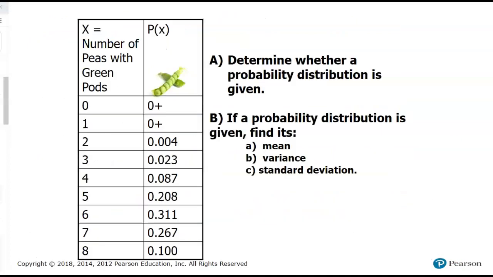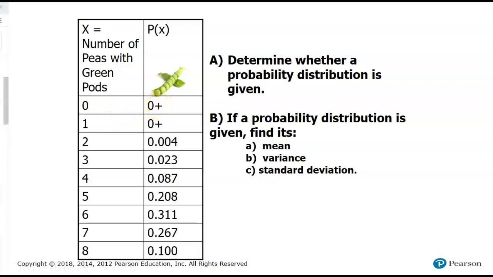Okay, so here's another one. I'd like to give you a few minutes to try this one. One thing I want to say about it is that when you see 0 plus, it means it's a very, very small number, something like 0.00000001. We don't put 0, though, as a probability unless it's impossible.